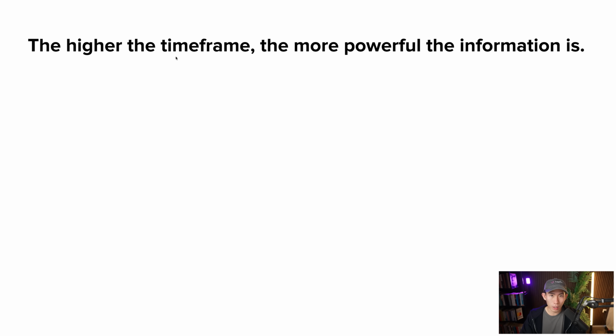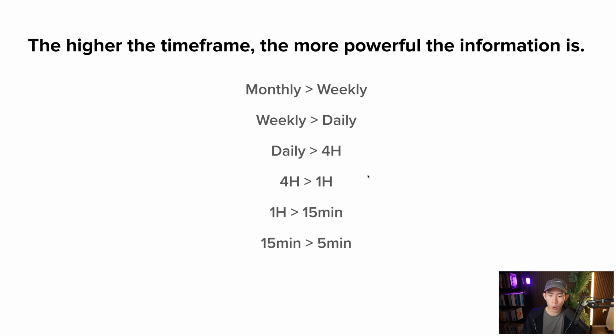So like I said earlier, the higher the time frame, the more powerful the information is. The monthly time frame will be much stronger than the weekly time frame. The price action that you see on the weekly time frame is going to be much stronger and much more significant than the ones that you see on the daily time frame, daily over the 4-hour, and so on and so forth. Right? You basically get my point. The higher the time frame, the stronger the price action is.